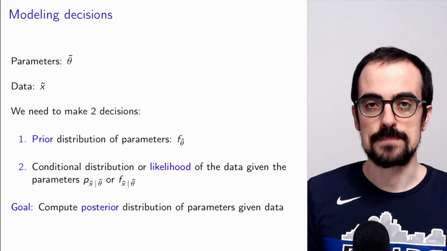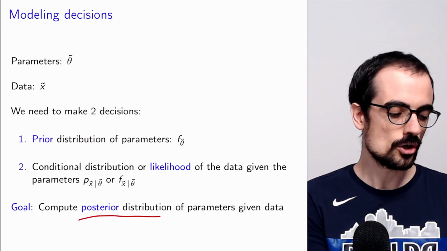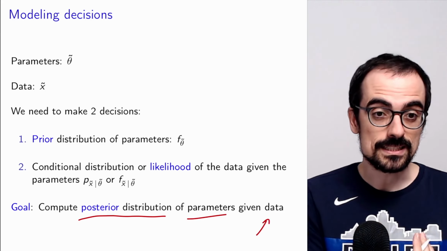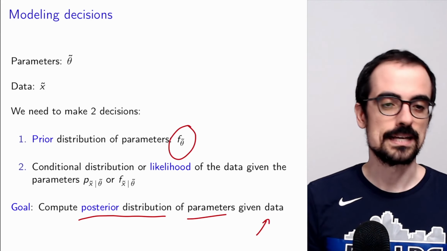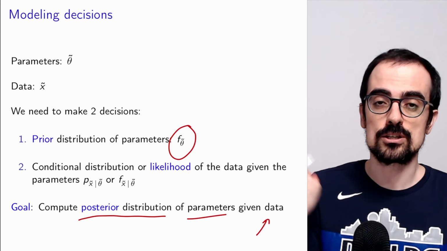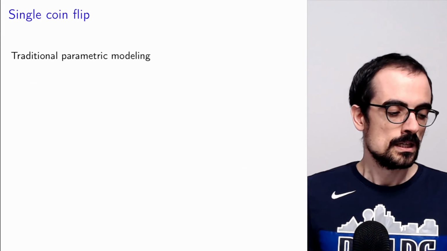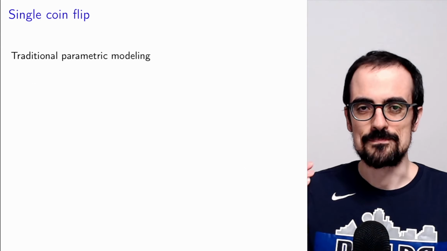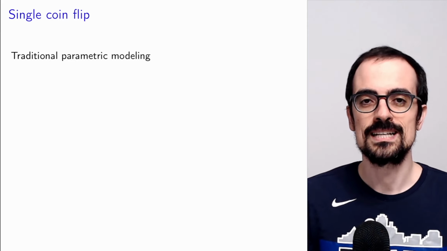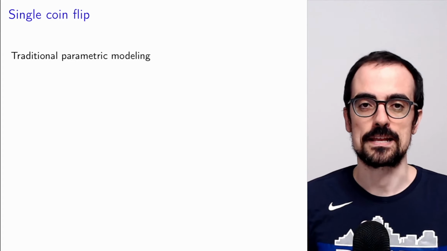Our goal in Bayesian parametric modeling is to compute the posterior distribution of the parameters given the data, which we can see as updating this distribution once we have seen the data. How do we update our uncertainty about the parameters based on the data? We're going to take a close look at a very simple example that is going to show you the differences between traditional parametric modeling and Bayesian parametric modeling.